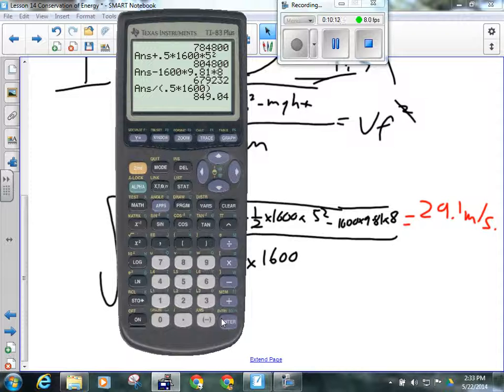All right, that's VF squared. I want it not squared. So there's the final speed of the roller coaster: 29.1 meters per second. Okay, you will be doing these by the end of the unit and you won't have any problem. Because here's the good news. They're all the same. All right, every conservation of energy question sets up just like this one does.